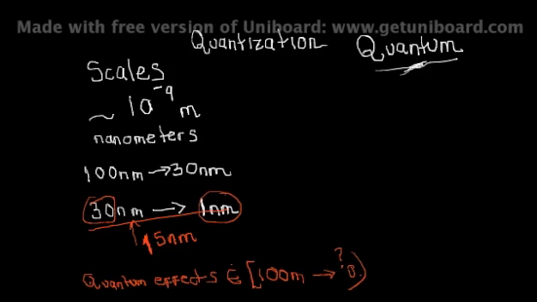I am not taking into account now smaller scales, for example, in string theory, or we can work also in 1 times minus 15 meters, that is one fermi. That is the scale with which we work in nuclear physics. Okay, but what is a quantization?